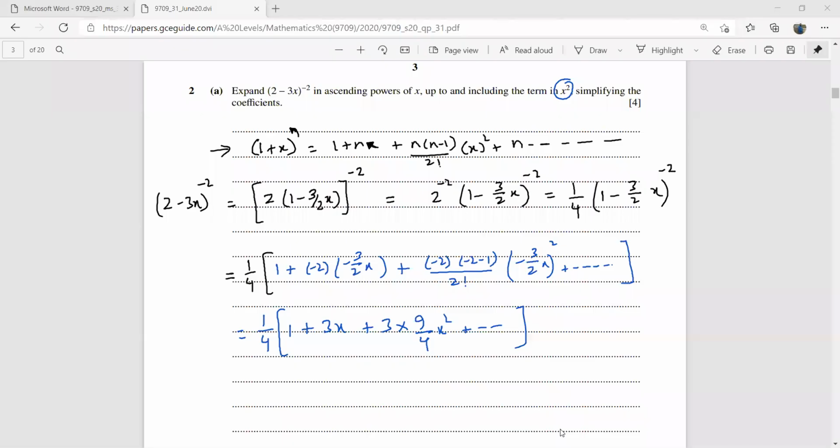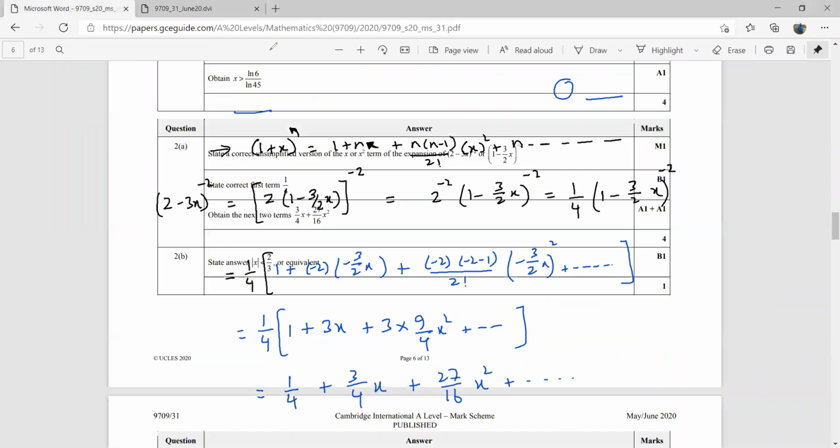Okay, I think I haven't made any mistake here, Hannah. Please keep a check on my working. I'm used to making silly mistakes. This is 1 over 4 plus 3 over 4x plus 27 over 16x square and so on. We have to expand this up to this because it says simplifying the coefficients. Look at this, simplifying the coefficients.